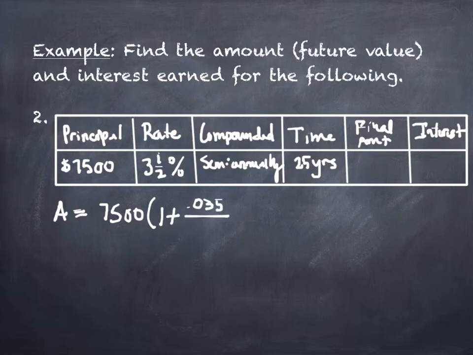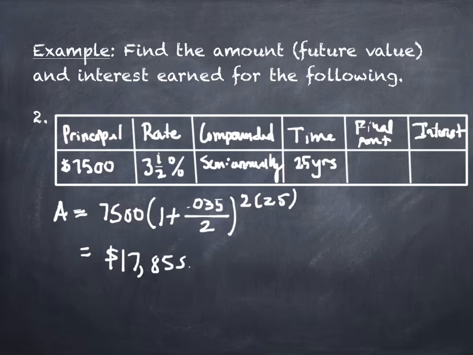We divide that by N. N comes from the semi-annually statement, which again we said means twice a year. And then I raise that to the 2 times 25. My suggestion is to multiply 2 times 25, get 50, and deal with it as a 50. Otherwise, you need to be extremely careful in your calculator that you don't misuse your parentheses. If you simplify this out, you would get $17,855.92.